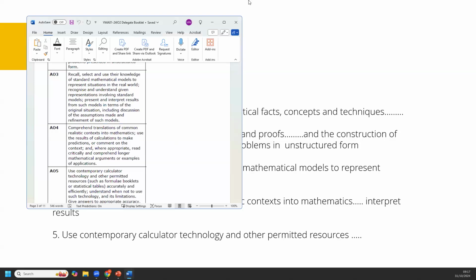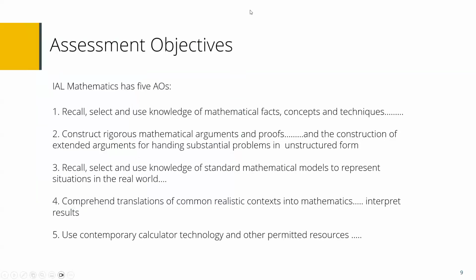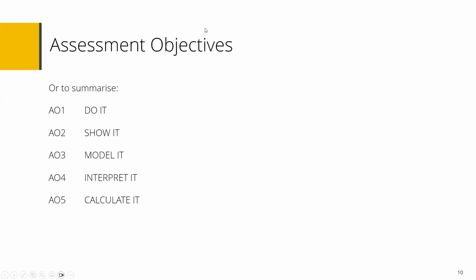A quick way of remembering them, but it's quite broad this way, but it's worth noting down. Think of assessment objective 1 as the do it. Assessment objective 2 is about show it. Assessment objective 3 is model it. The fourth one is interpret it. And the fifth one is about calculate it. So that might be worth noting down. I'll give you a minute to do that, so that as we look at problems, we're thinking of this.